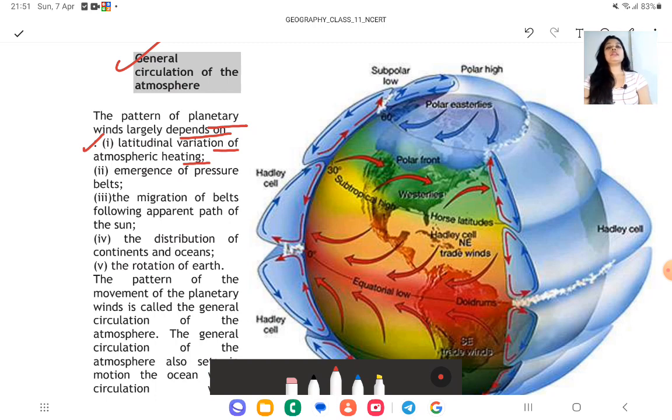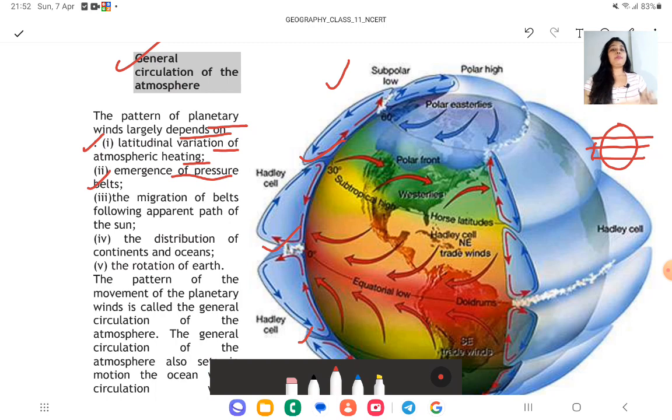So when this earth is rotating as well as revolving, in that case the sun rays are not exactly the same every time. It will be shifting its place. Sometimes it will be in this region and sometimes it will be in the 30° north and 30° south region, and between that you will see. So if the sun is moving, you will see that the ITCZ, that is the prime location where the sun is actually falling vertically, will be between your 0 to 30° north and 0 to 30° south. So it will depend on the latitude variation of the atmospheric heating, the emergence of pressure belts.